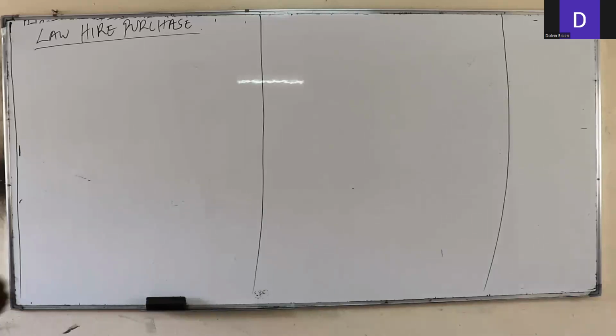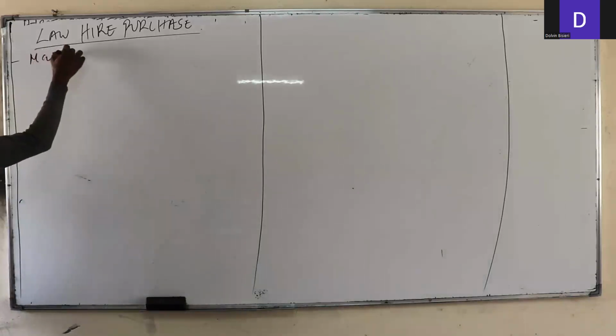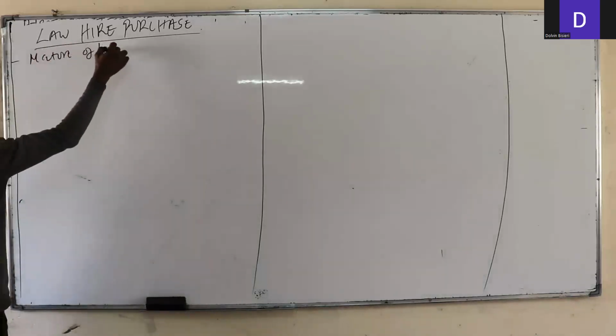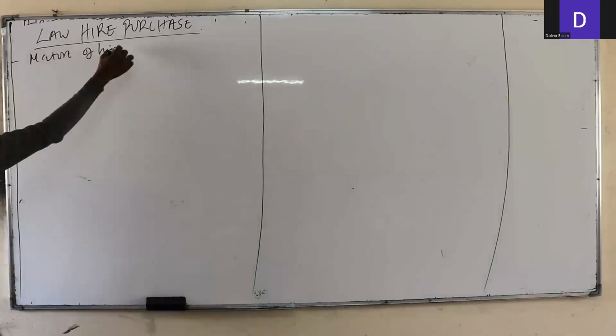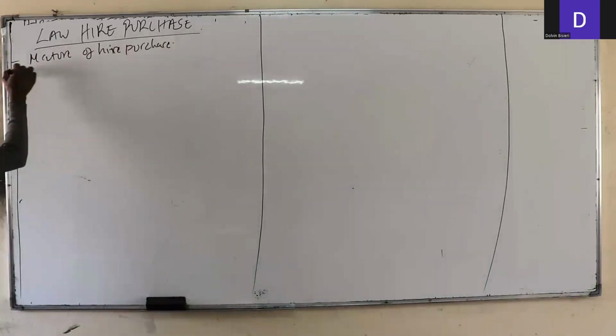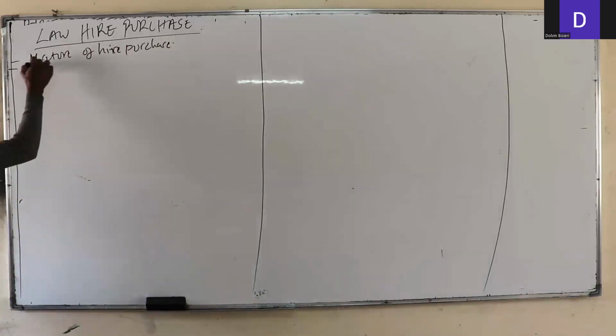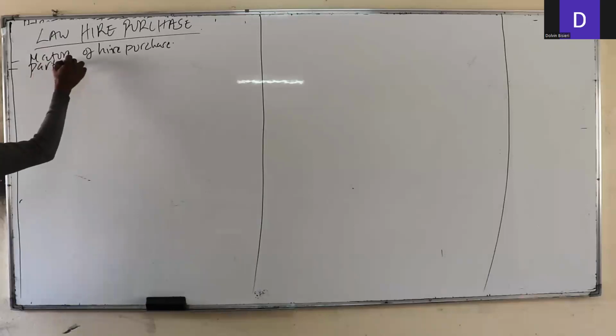Characteristic like the law of sale, okay? The first thing they want you to know about the hire purchase is the nature of the hire purchase contract. Then number two, they also want you to know about the parties in this hire purchase contract.